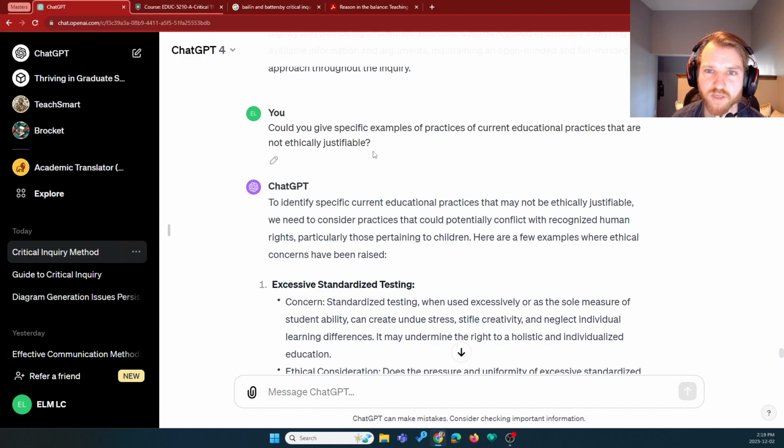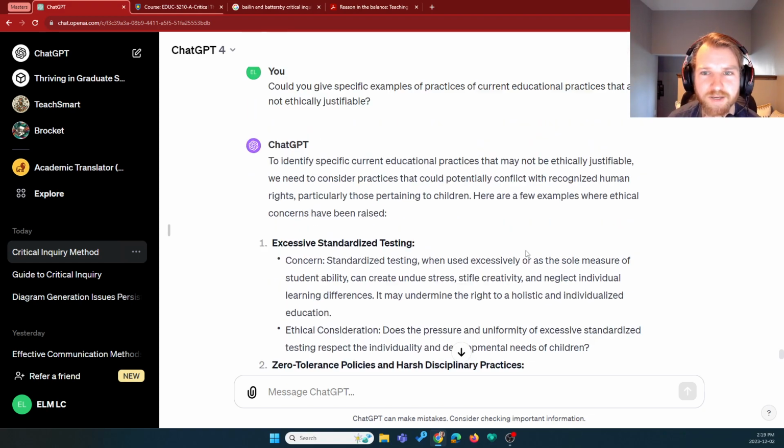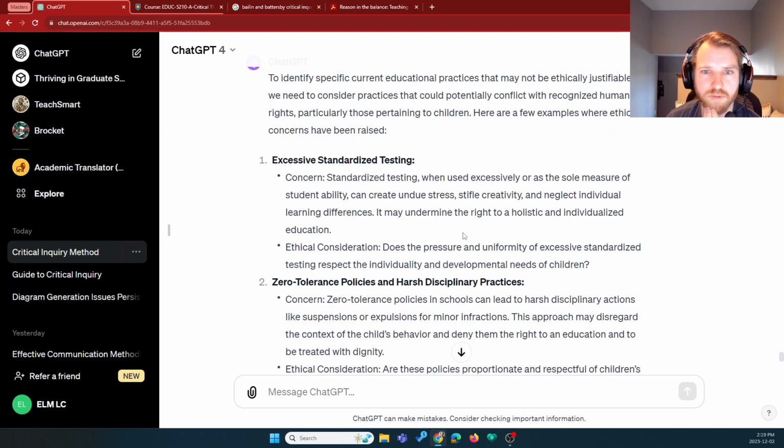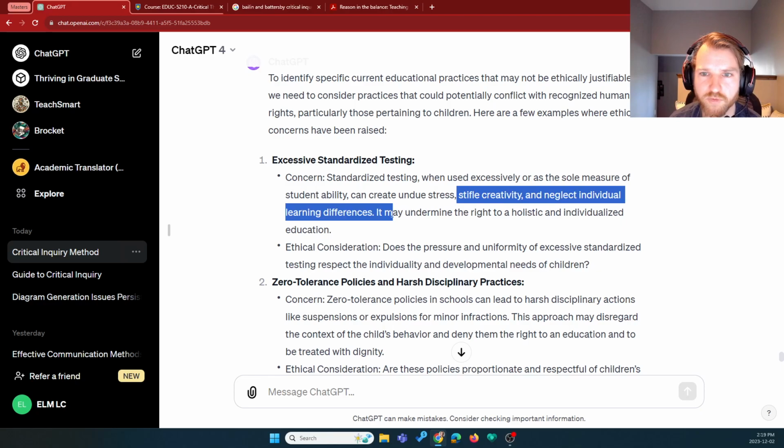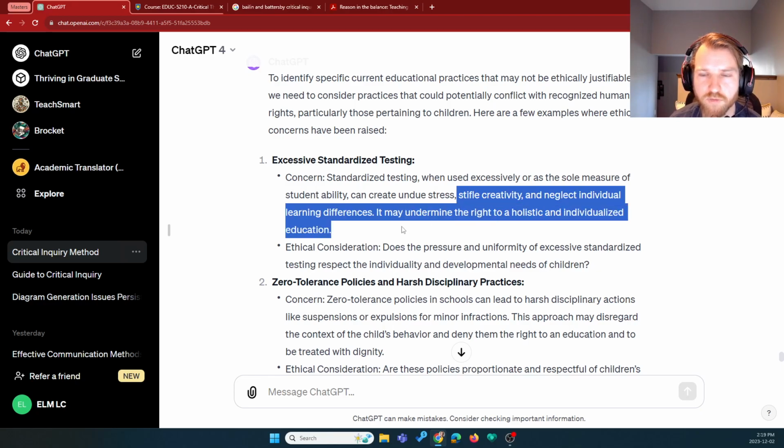What are specific examples of practices? Are there specific examples of current educational practices that are not ethically justifiable? No, okay, I guess I've messed up the wording of my question there. That's why I was stumbling over it. But excessive standardized testing can create undue stress, stifle creativity, neglect individual learning differences, and may undermine the right to a holistic and individualized education.